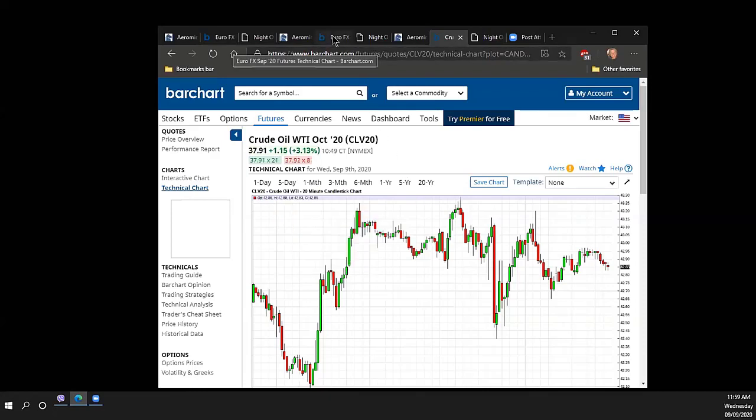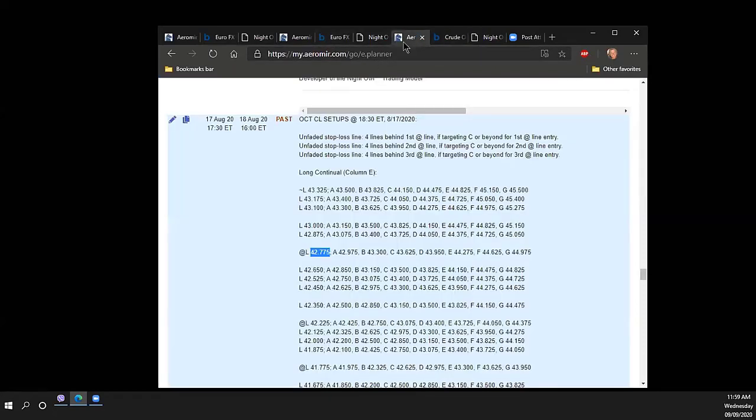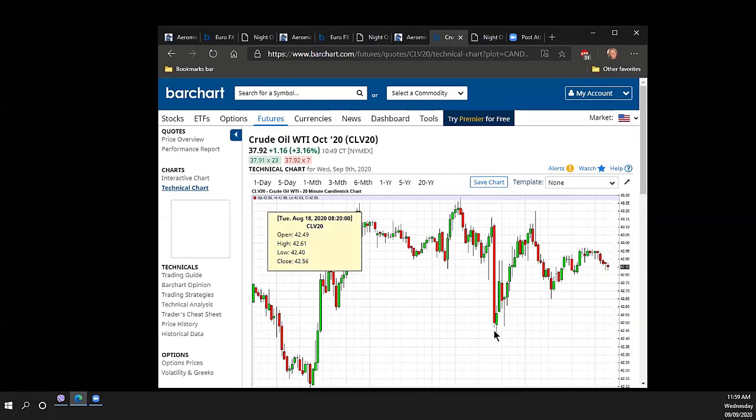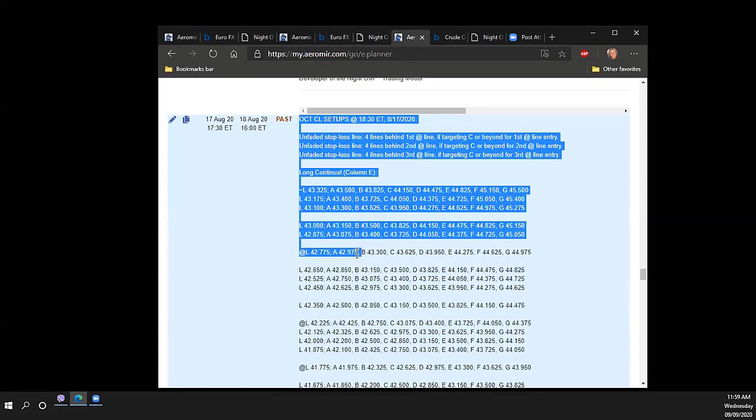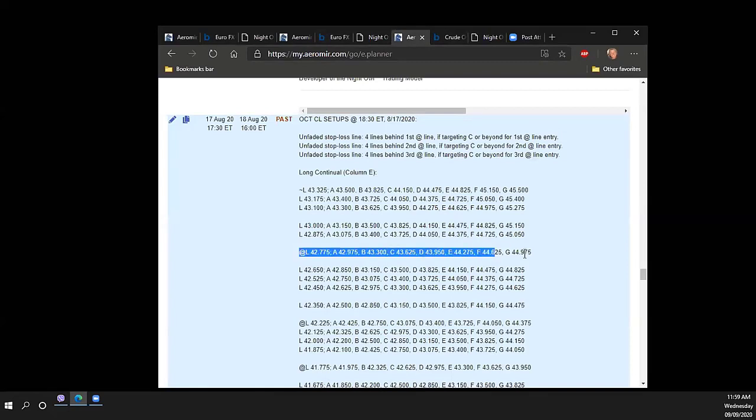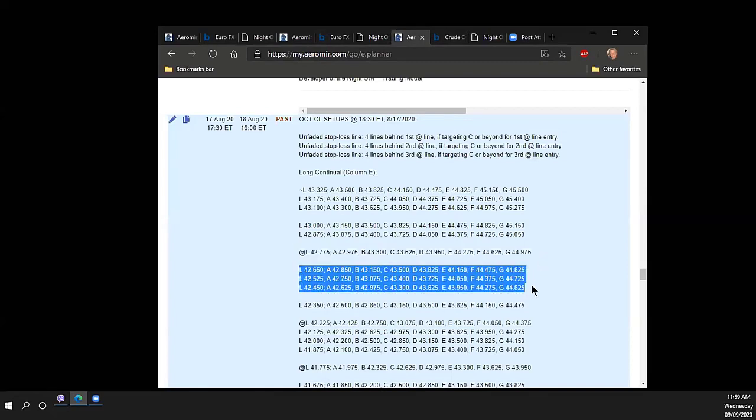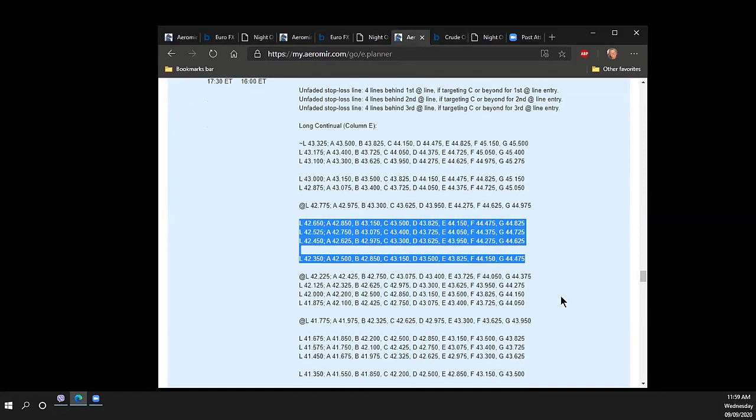Well, this is the reason we do the dynamic targeting. On that big drop, look at all the prices that elected. How far down did that drop go? Down to 42.40. So look at all the lines that elected just in that one drop. You know, we already were in the line, but these lines all elected within a matter of a few minutes.